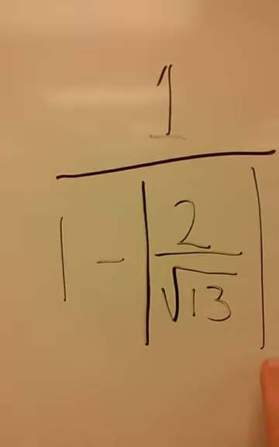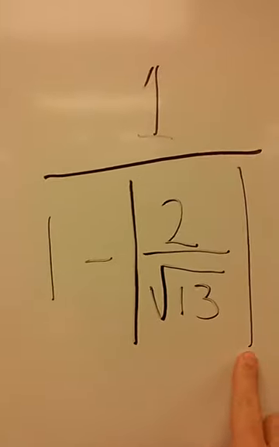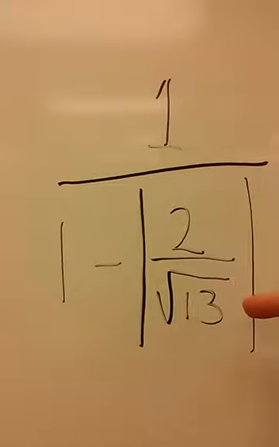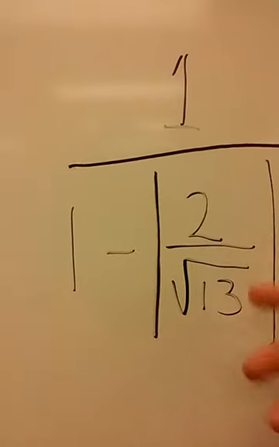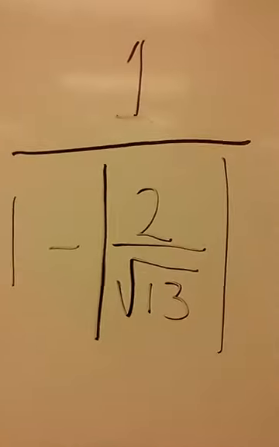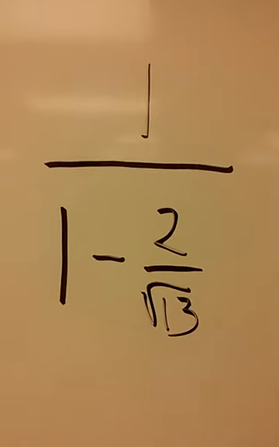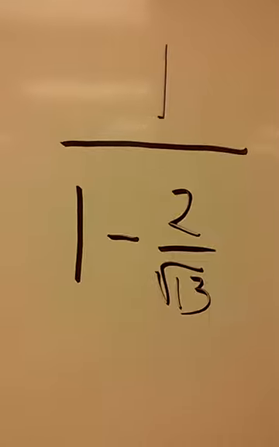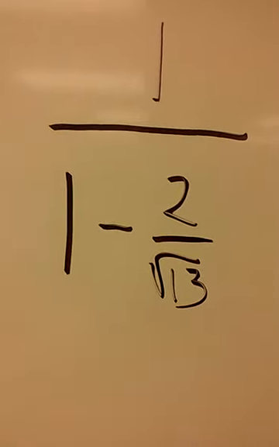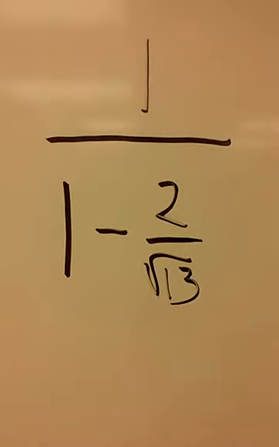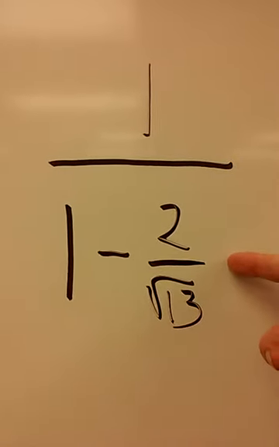Now notice right here we've got the absolute value, and we can simplify that because everything inside, the 2 over square root of 13, is always going to be positive, so this is really unnecessary. We can just assume it's removed, and this is perfectly acceptable and equivalent. And we have a fraction in a denominator here that we can sort out.